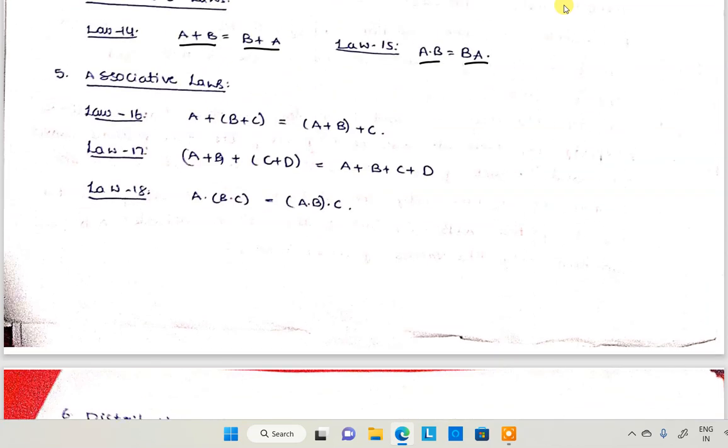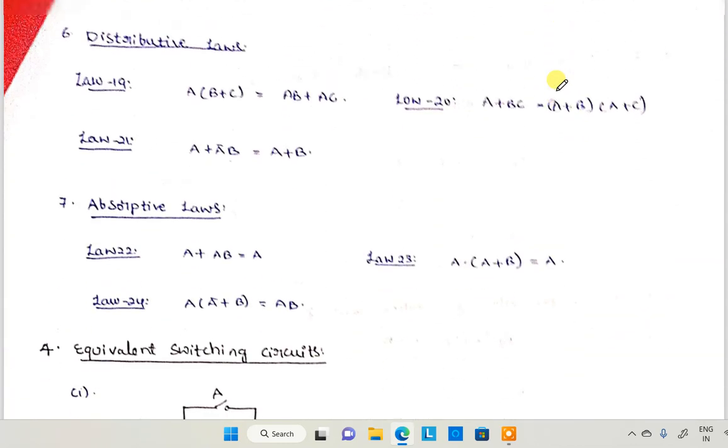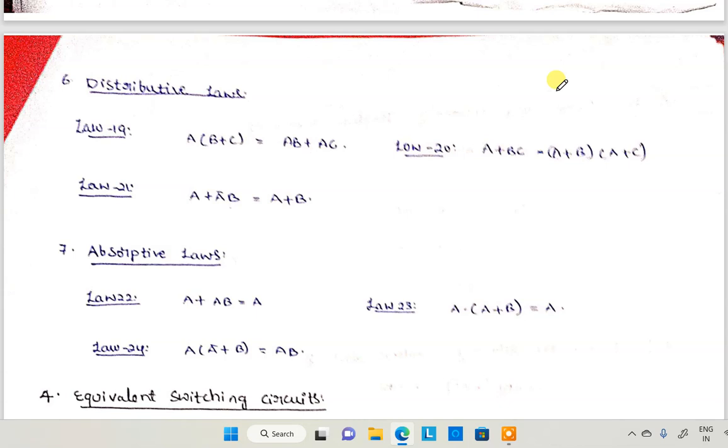Next, the associative law. In this associative law, A plus B plus C, these brackets are A plus B plus C. Next, A plus B, C plus D. So it is A plus B plus C plus D, and then ABC, we can call it A, BC. The brackets are changed, right? So that is the associative law.